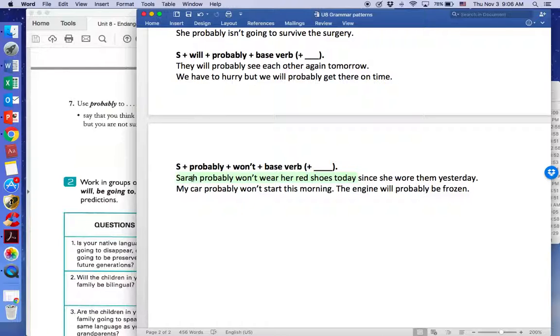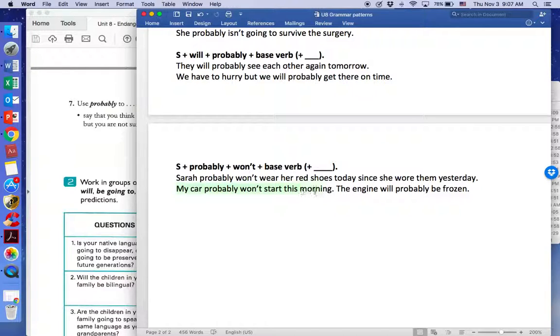Here is our important part. Sarah's a subject. She probably won't. She probably won't what? Wear. There's our base verb. And then here's our object. Her red shoes. When? Today. And then here's our reason. Since she wore them yesterday, or because she wore them yesterday. And our corresponding question: do you think Sarah will wear her red shoes today? Or will Sarah wear her red shoes today?